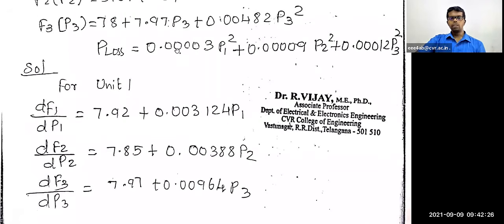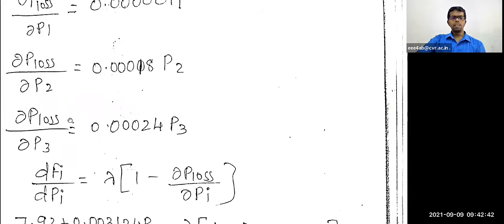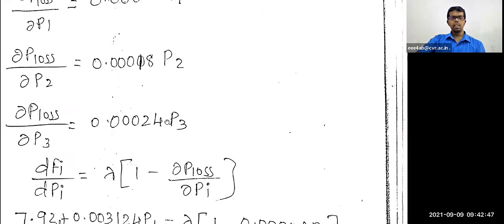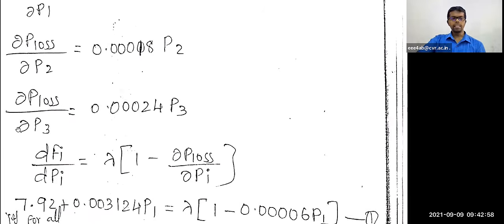So here, in this equation, that is P_loss, we are differentiating with respect to each particular generating unit: ∂P_loss divided by ∂P1, ∂P_loss divided by ∂P2, ∂P_loss divided by ∂P3. After finding all these, what is the general formulation? The general formulation is dF_i by dPi is equal to lambda into 1 minus ∂P_loss divided by ∂Pi.